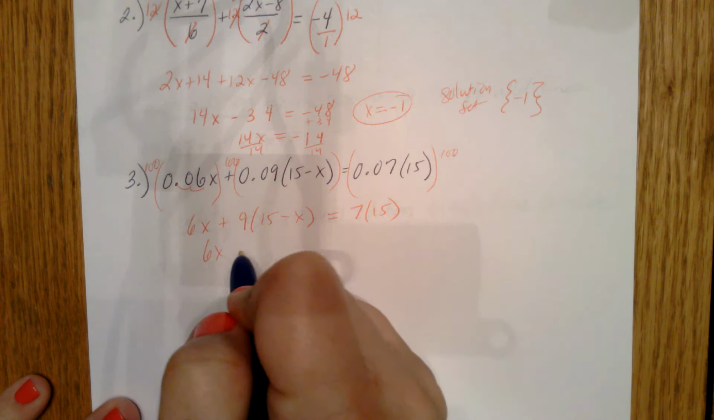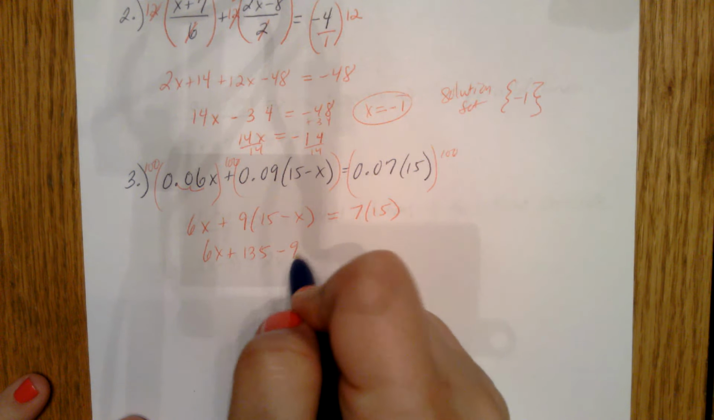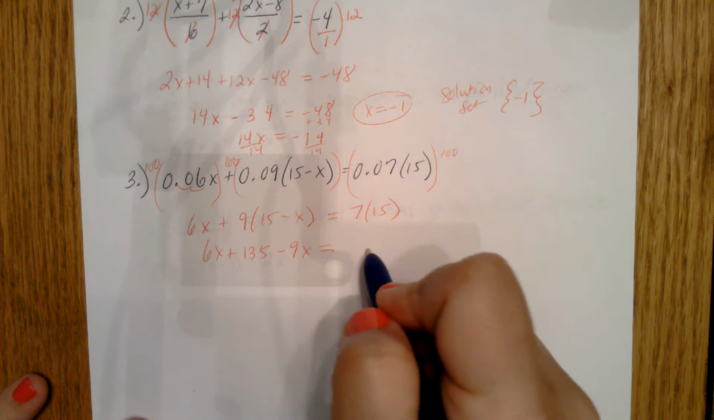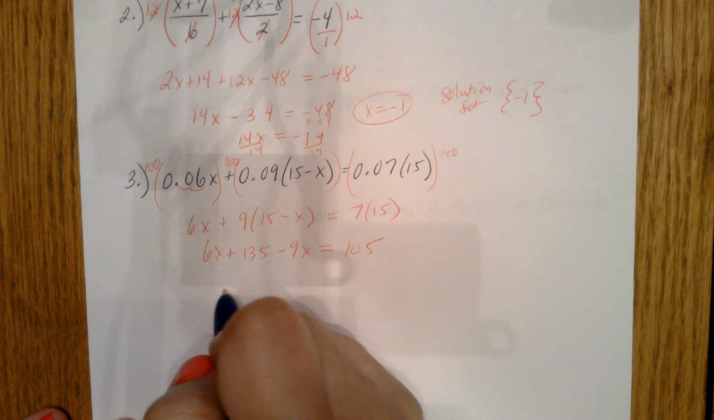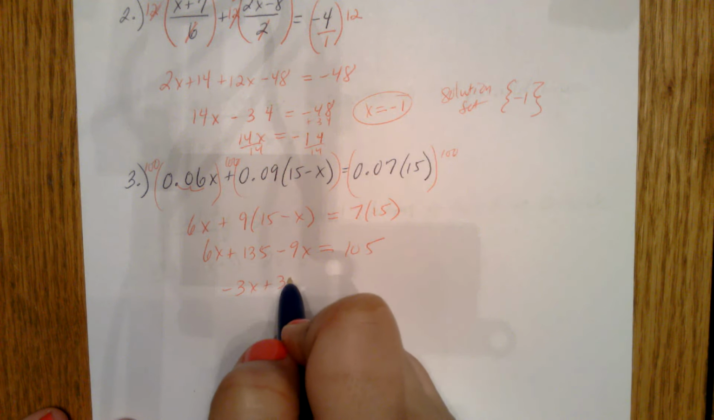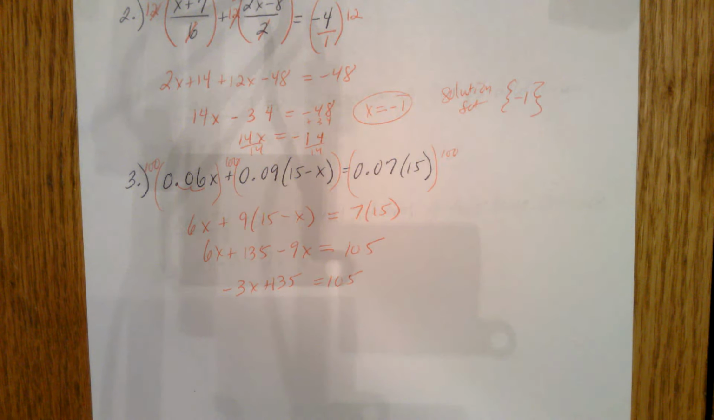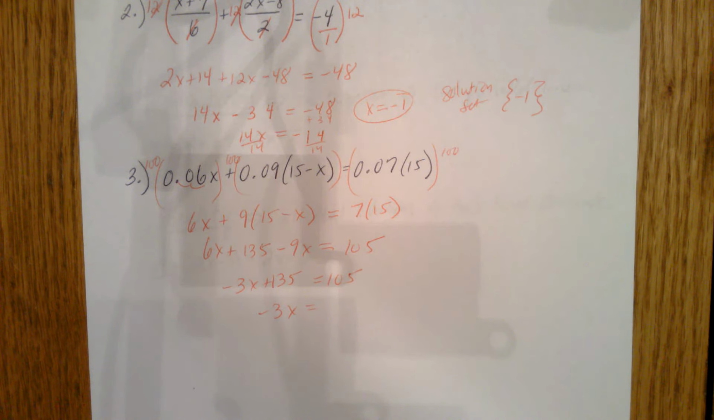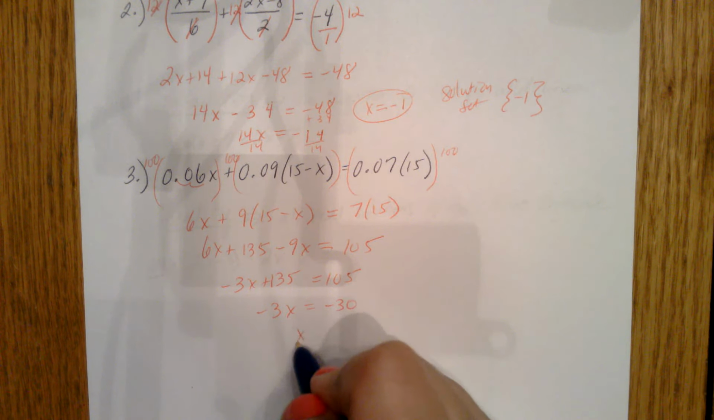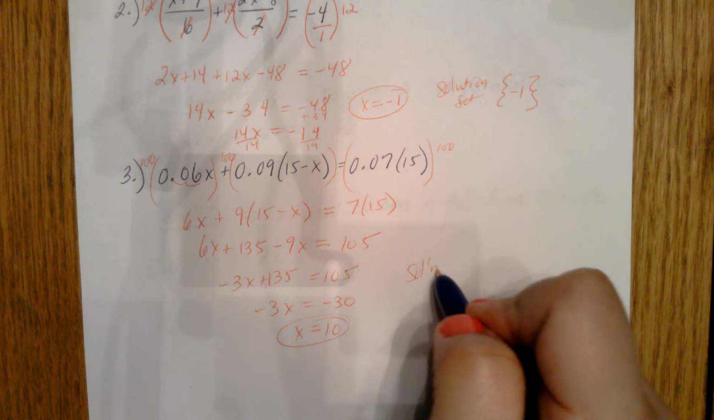So 6x plus 135 minus 9x equals 105. So that would be negative 3x plus 135 is 105. And then I would have negative 3x, subtract the 135 over, and you get negative 30. So x is 10. So there's my solution set.